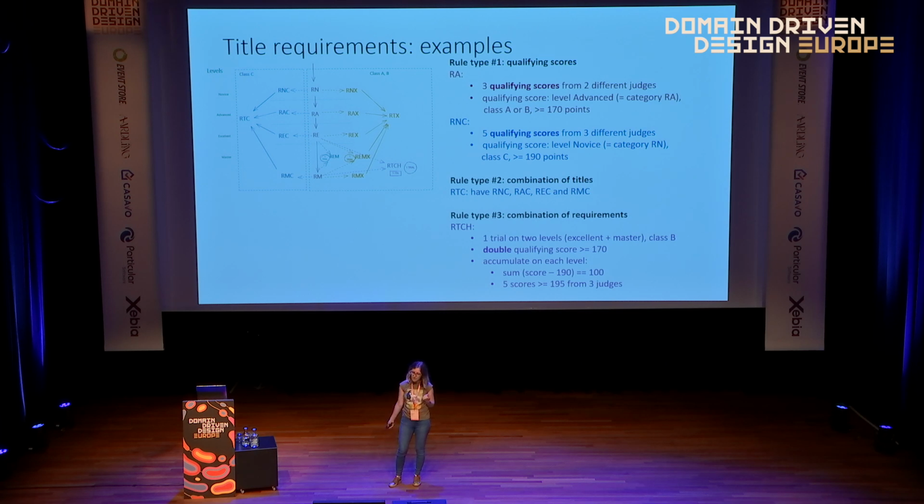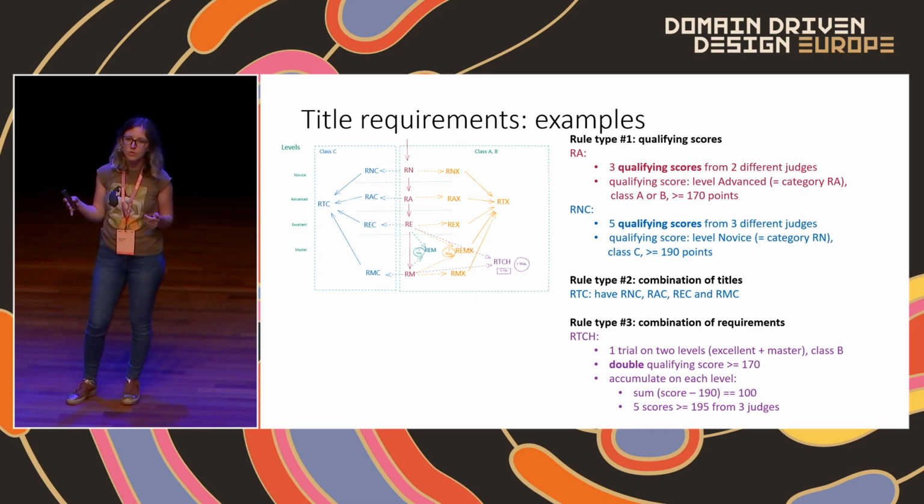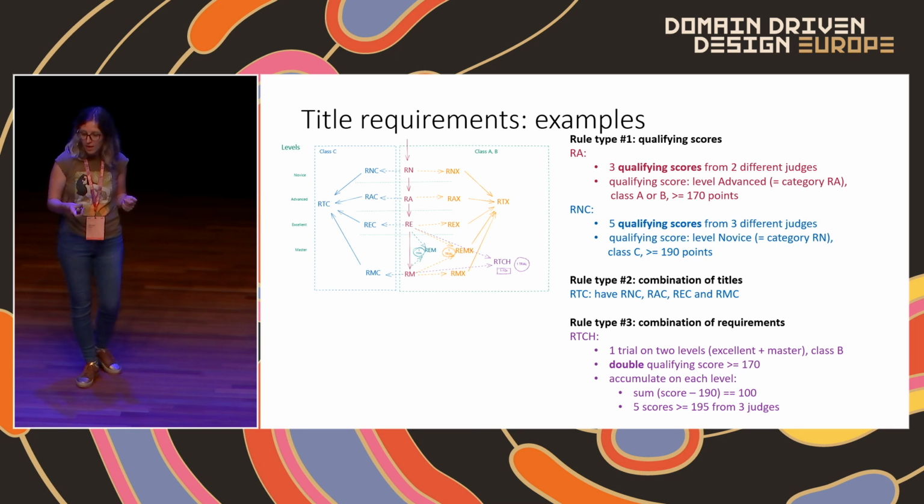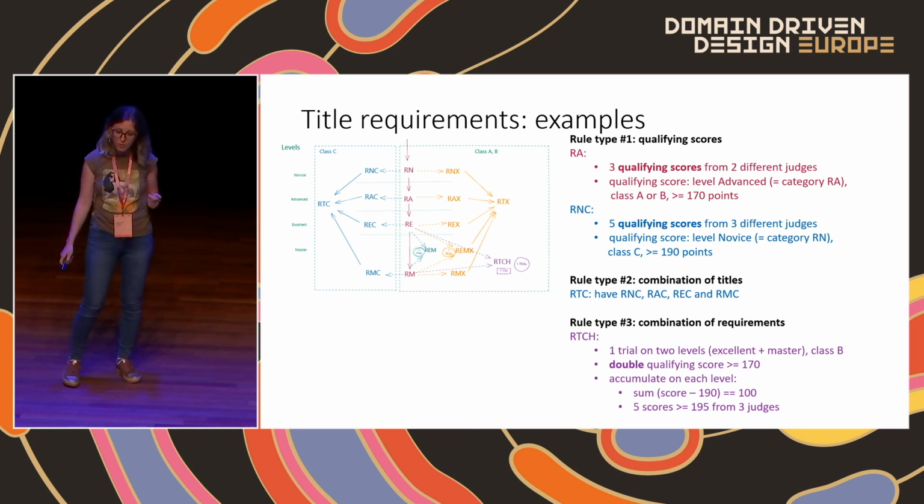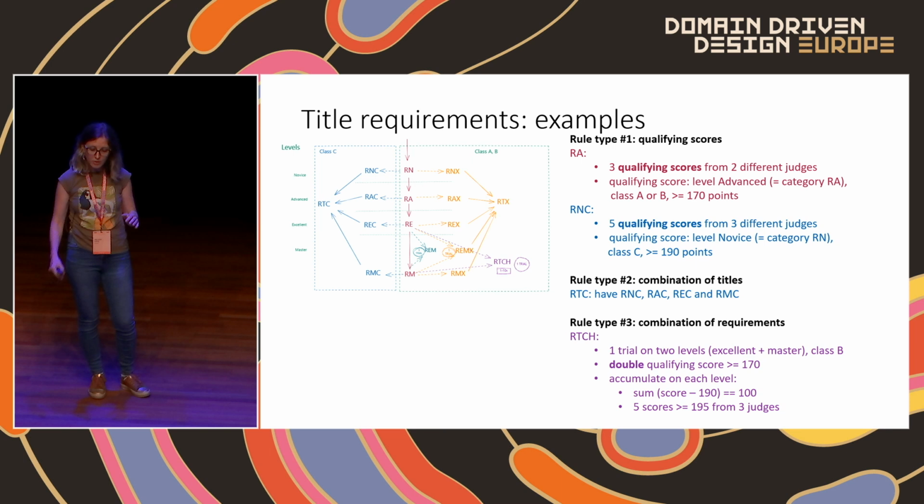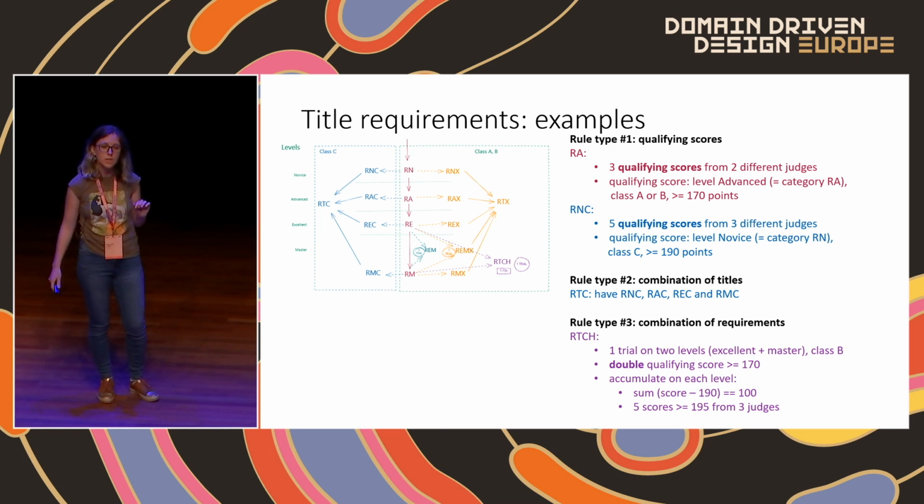Then you have other titles that are awarded if you have a combination of other titles. So they're not directly based on show results, but on some other titles. And finally, you have more interesting requirements like for reg. So here you have a combination of requirements, right? Your dog has to compete on 2 levels in a single trial. On each level, it has to cross that threshold of 170 points, so it has to be a double qualifying score.